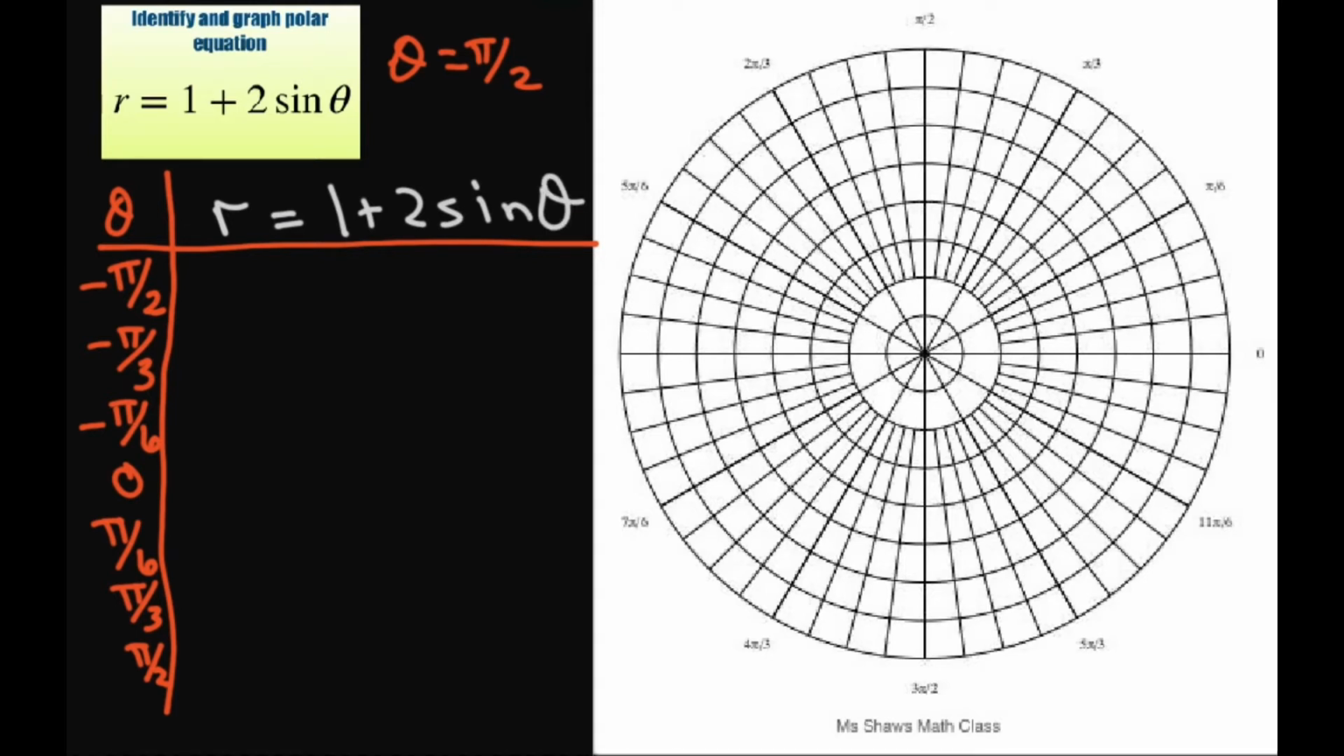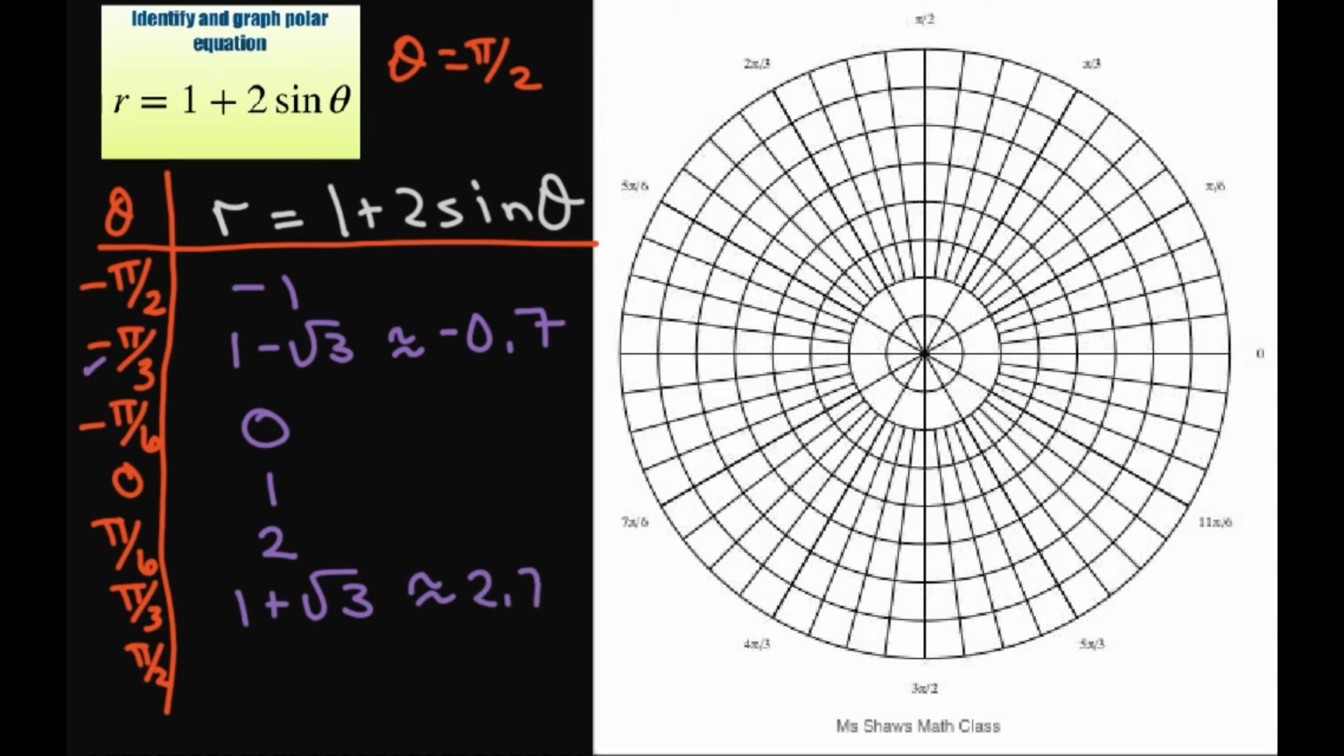At negative pi divided by 2, my r is going to be negative 1. At negative pi divided by 3, we have 1 minus square root of 3, which is approximately negative 0.7. At negative pi divided by 6, we're at 0. At 0, we're at 1. At pi divided by 6, we're at 2. At pi divided by 3, we're at 1 plus square root of 3, approximately 2.7. And at pi divided by 2, we're at 3. So let's plot these points.